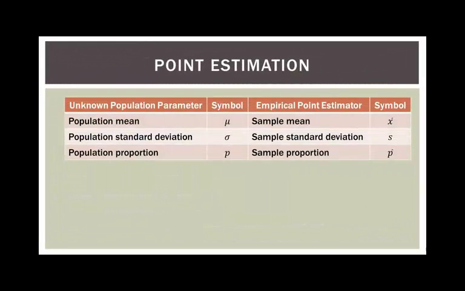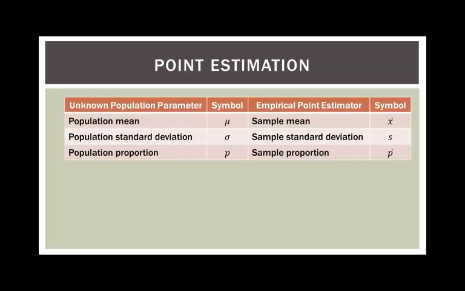So point estimation. What is the overall idea we're trying to get at in this video? We have some unknown population parameter. That could be the population mean, the population standard deviation, or the population proportion. And again, these are things we do not know, so we're going to use a sample to try to estimate them.